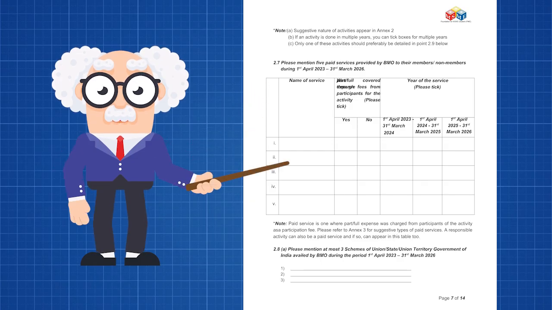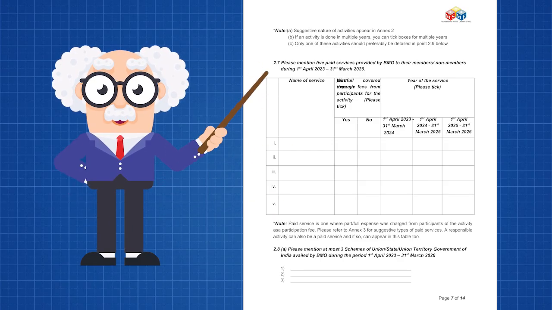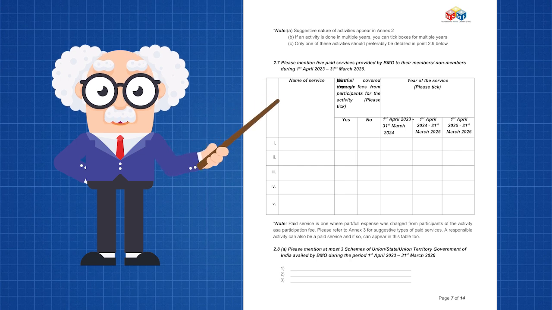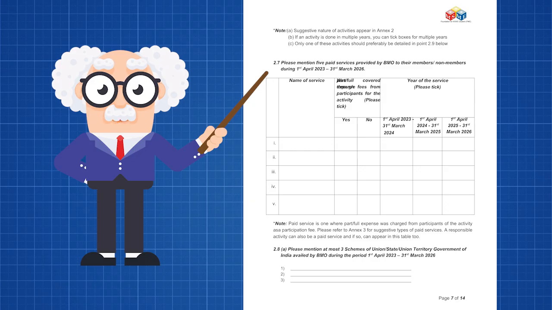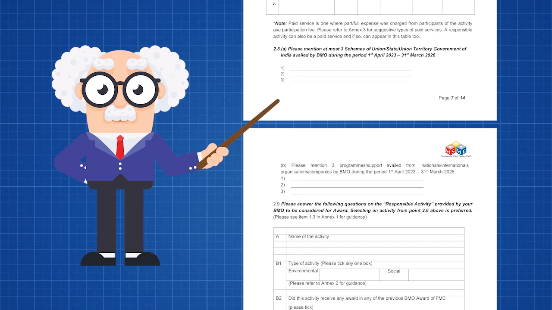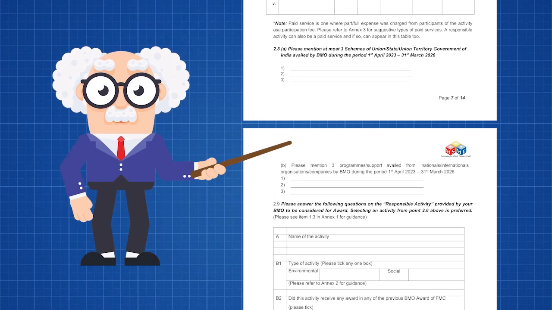And here's something important. A responsible activity you already listed in Point 2.6 can also count as a paid service and can be repeated here in this table too. For suggestive examples of paid services, refer to Annex 3, which we'll also cover shortly. Point 2.8, Government Schemes and External Support.